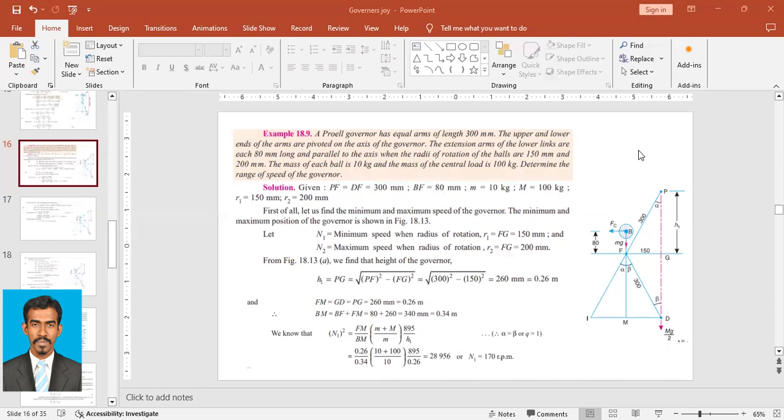So this is a question. Now we have to find the range of the speed of the governor. So we'll find the given data first. The governor has equal arms of 300 mm, so equal arms mean PF and DF are 300 mm. These two arms, upper arm and lower arm, are 300 mm. And then the extension arms are 80 mm. So this extension which carries the ball is 80 mm. And the mass of the ball is 10 kg and the mass of the sleeve, or central load, is 100 kg.